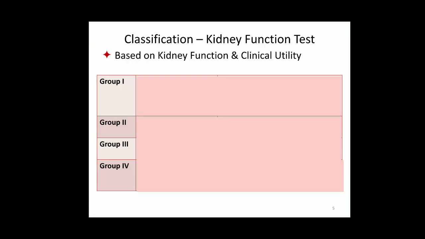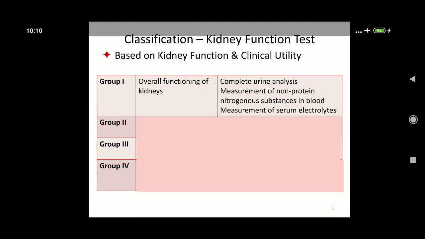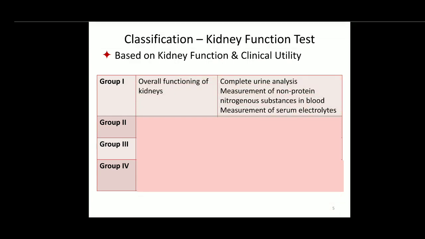Now coming to the kidney function test and its clinical utility in the laboratory. It is divided into 4 groups. First is overall function. To assess overall function of kidneys, complete urine analysis is done. Then measurement of non-protein nitrogenous substances in blood is done, then measurement of serum electrolytes. All these are the tests that are done to assess overall function of the kidney.